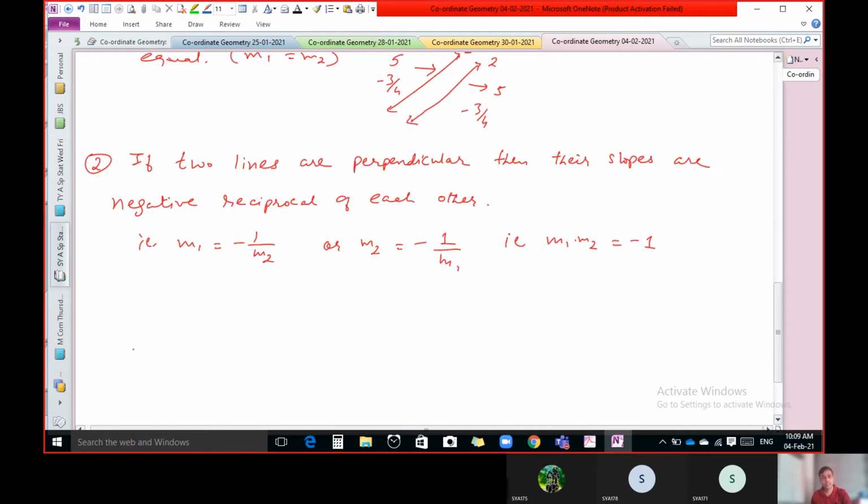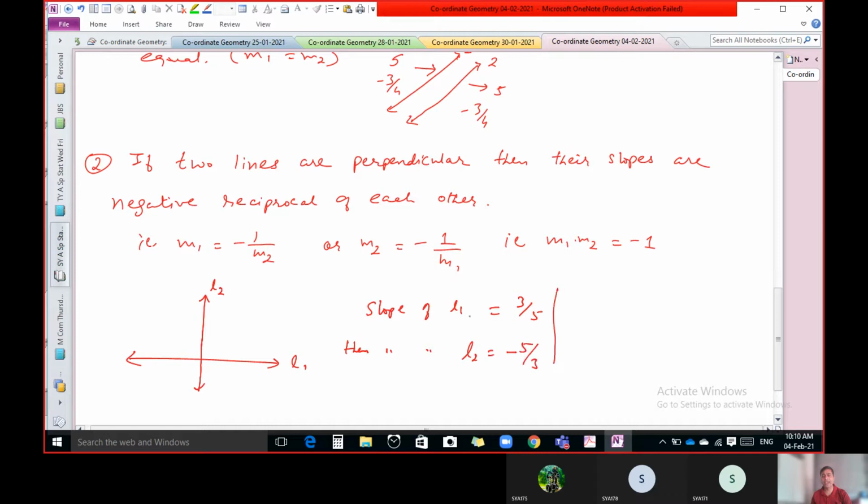Means like this. This is line 1, L1. This is another line which is perpendicular, L2. So if slope of L1 is, let us say, 3 by 5, then slope of L2 is minus 5 by 3.